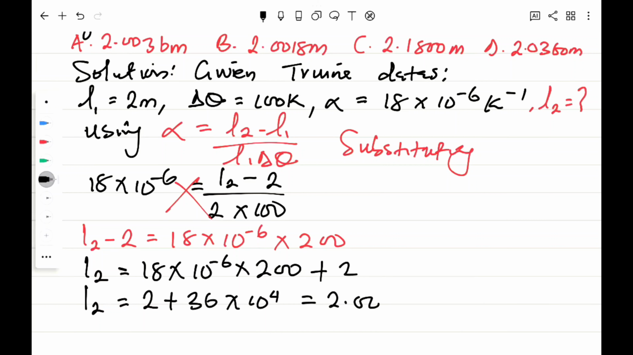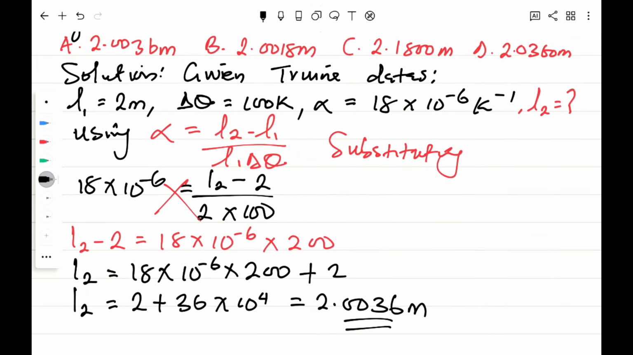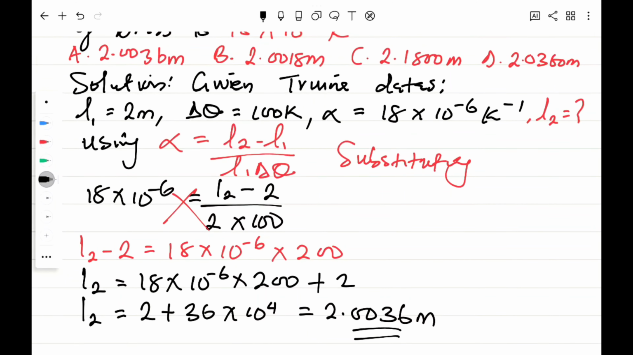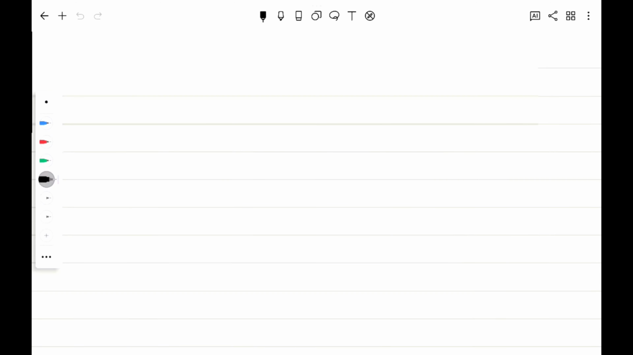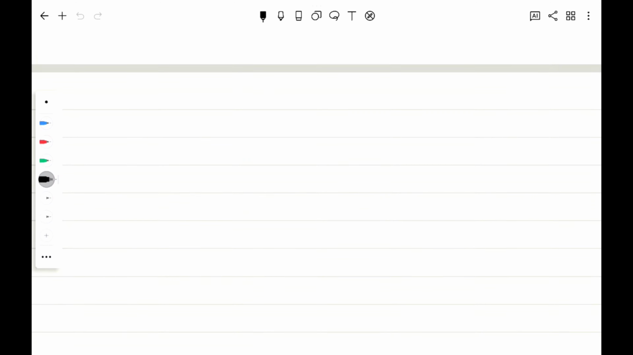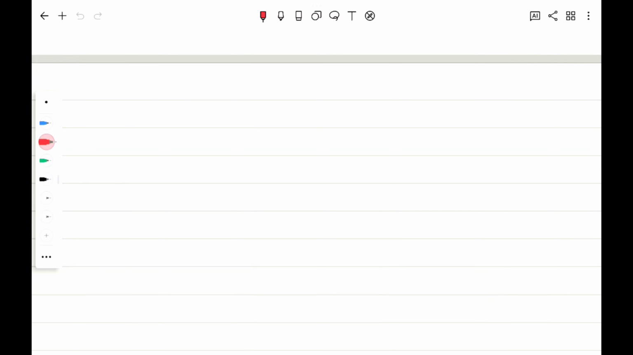Exactly. So that our final answer becomes 2.0036 meters. That is the answer to this question. So always understand the concept of the triune component to help you solve your problems perfectly. So let's proceed to the next question.